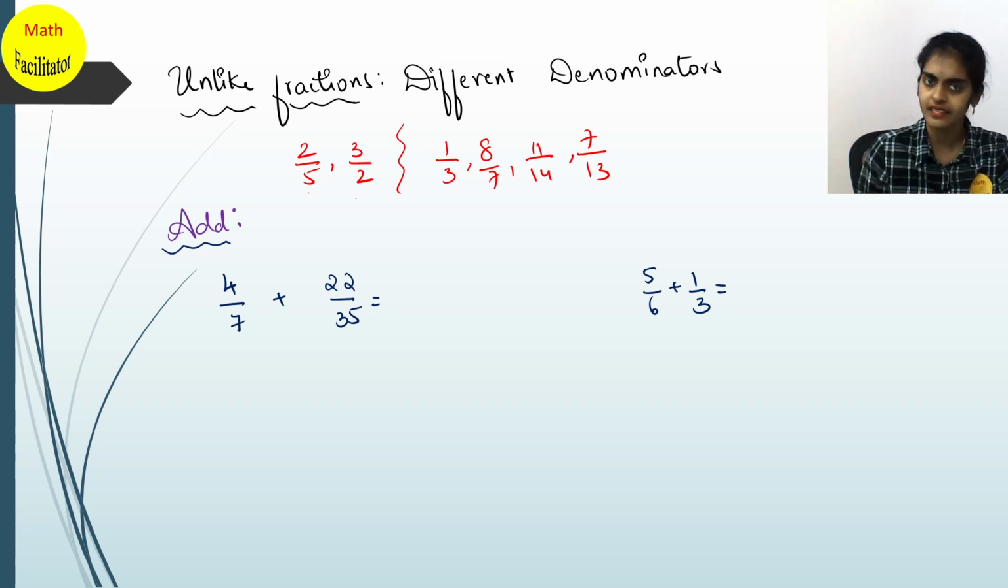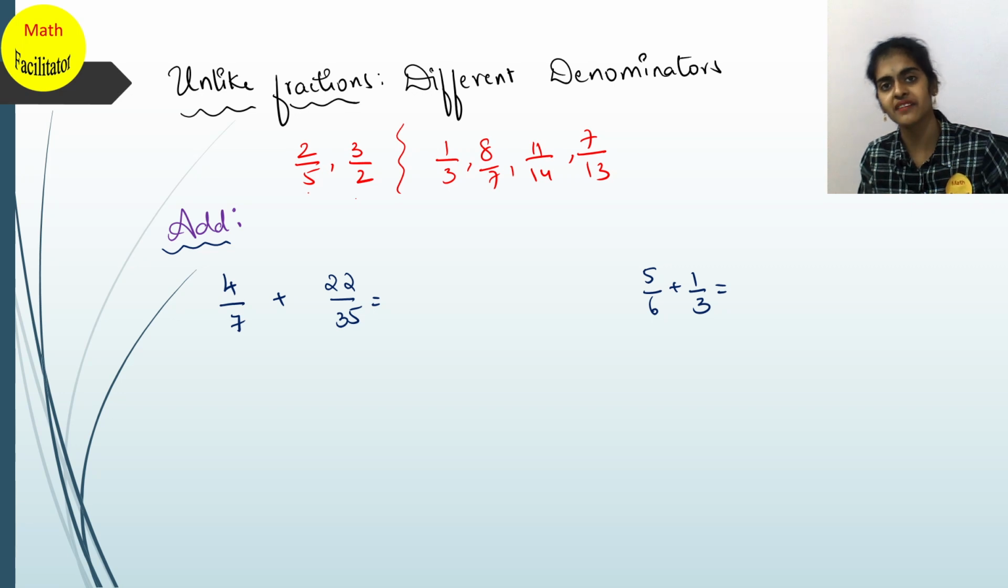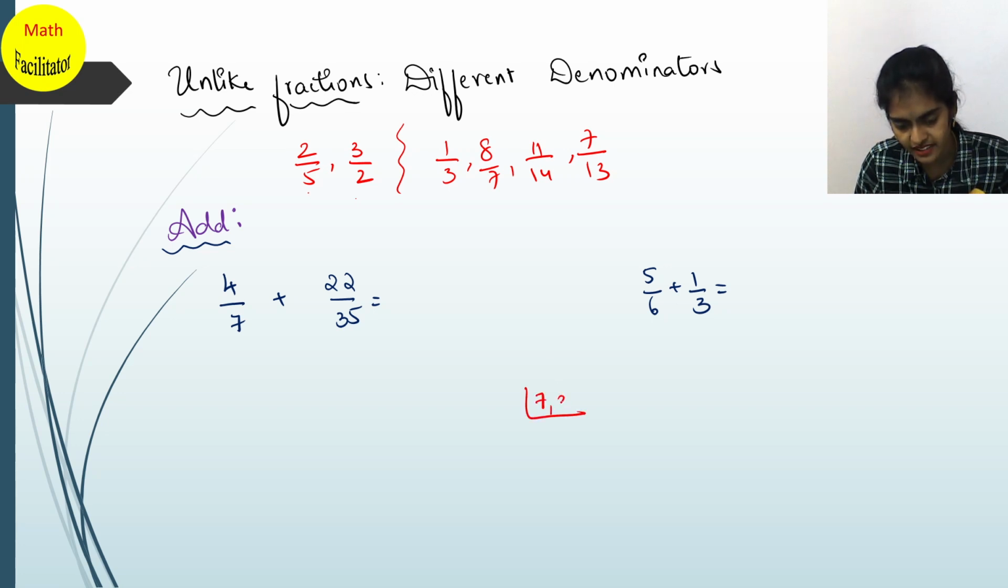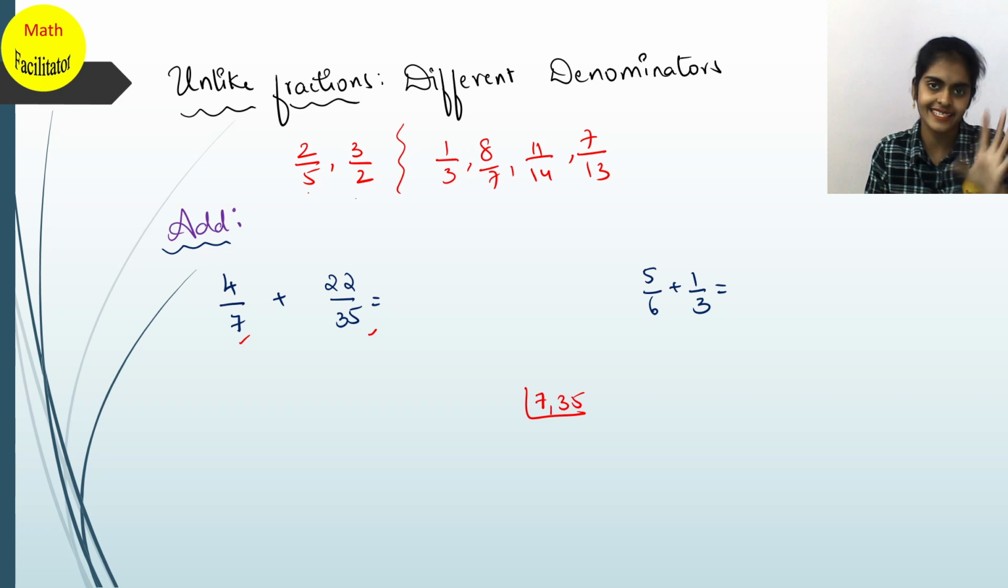So denominators are different. So now what do we do for unlike fractions? Whenever you want to add unlike fractions, you take the LCM of the denominators. For example, 4 by 7 plus 22 upon 35 you have. Okay. So please take the LCM of 7 and 35. I'll tell you the shortcut method here. But before that, let us follow the traditional method. So 7 and 35, these two denominators, you will take the LCM.